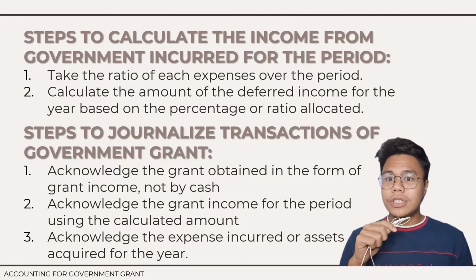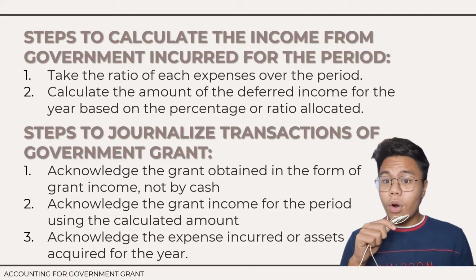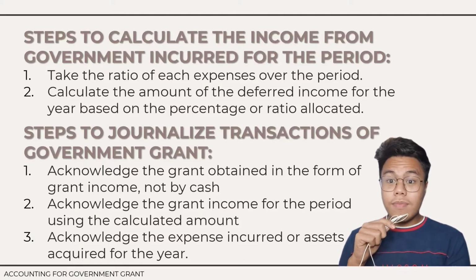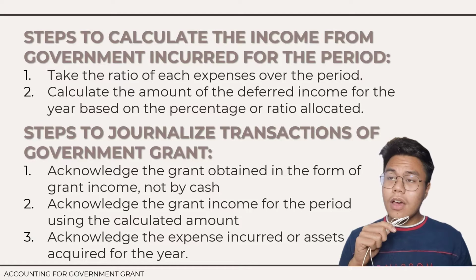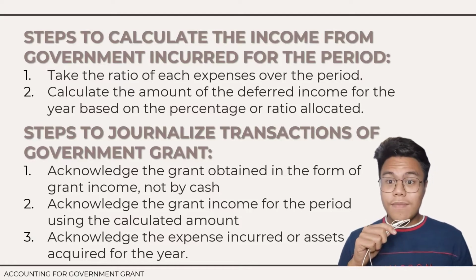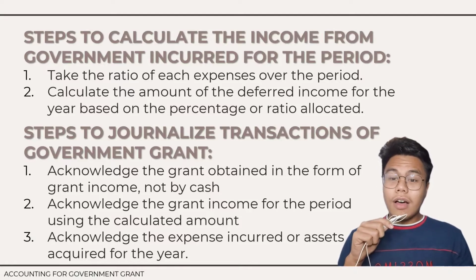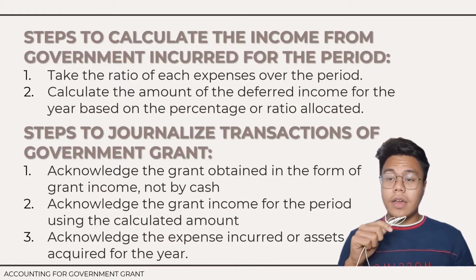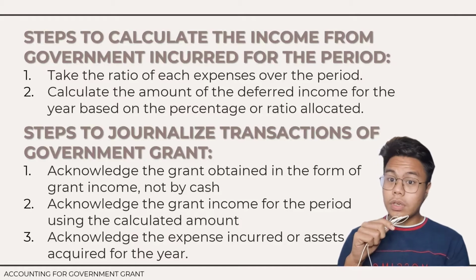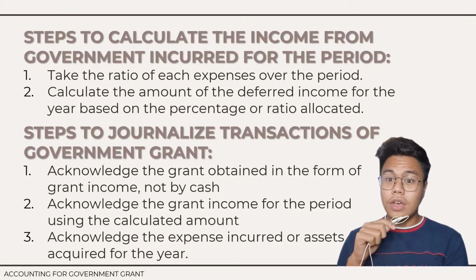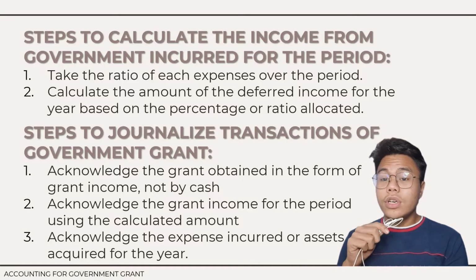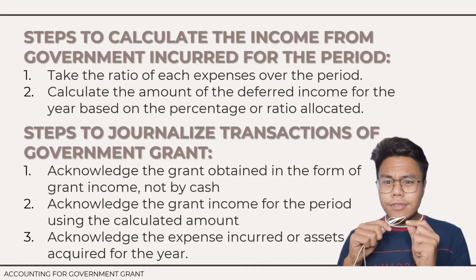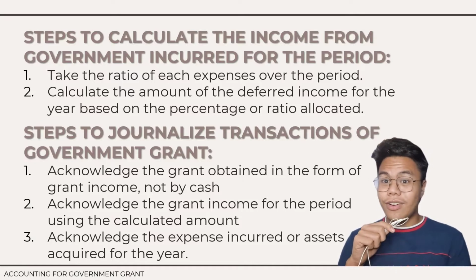For example, the first year is 3 million, the second year is 4 million, the third year is 5 million, giving us total expenses of 3 million plus 4 million plus 5 million. That gives us a total of 3 plus 4, 7, plus 5, 12 million pesos of expenses. To calculate the ratio for the first year, it is 3 million over the total expenses, which is 12 million pesos, which gives us a ratio of 1 to 4. So we have to do that. Why? We will find out later on.